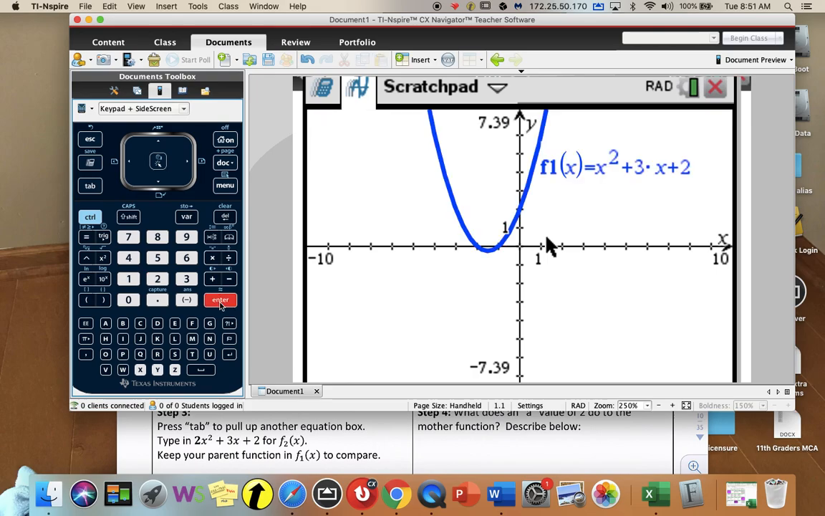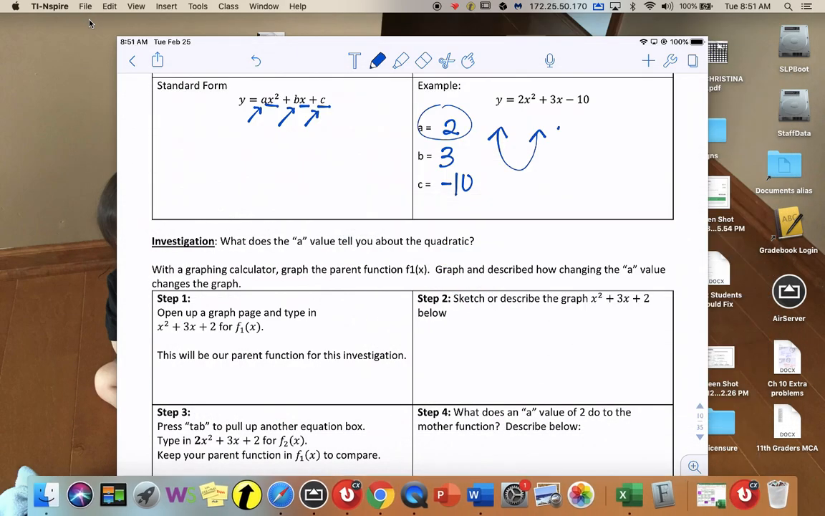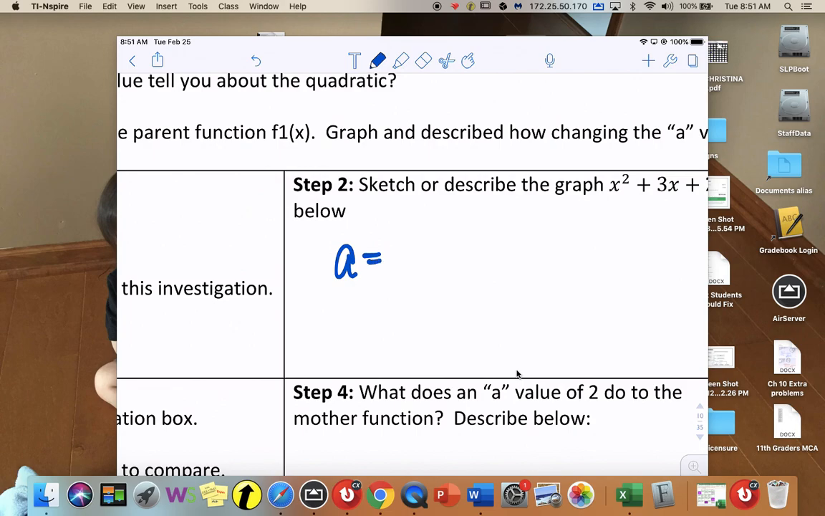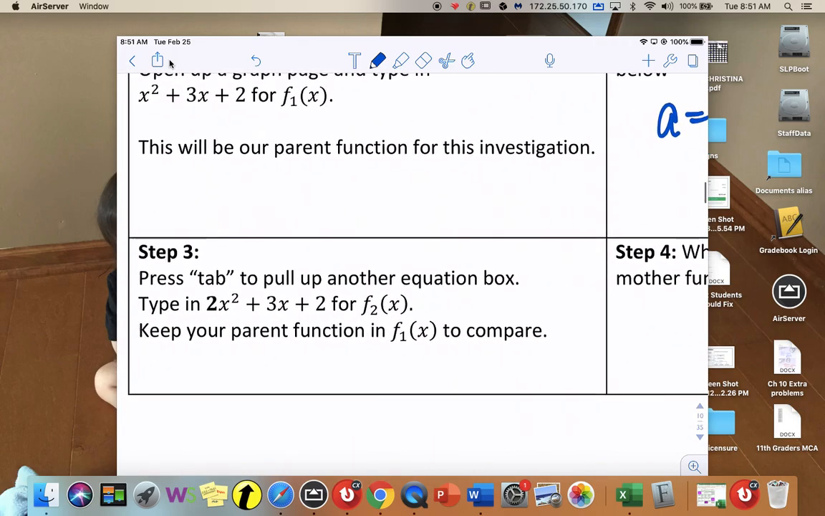Hit enter. Here the a value is 1, and you can see that it's a U-shaped up graph. All right, so here it is. Step 3, press tab. Okay, so let's see. Here the a value is 1, and we know our graph looks something like this. Let's change the a value, and let's make the a value 2.